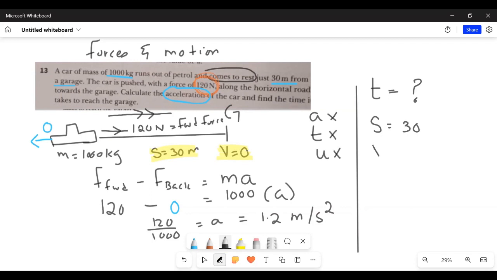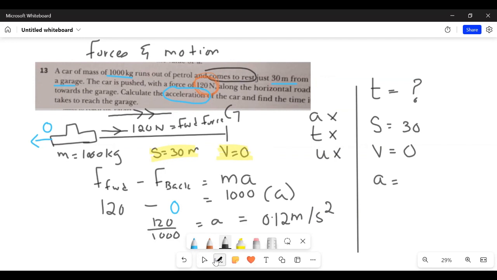मैम वैसे इसका जो एक्सेलरेशन है वो 0.12 नहीं होगा? हाँ, 0.12. ठीक है, thank you. Okay. 0.12. Okay. Forward 120, backward this. बिल्कुल ठीक है. Okay. Moving on.